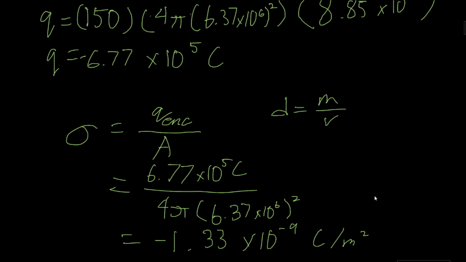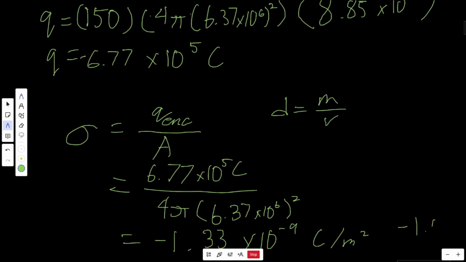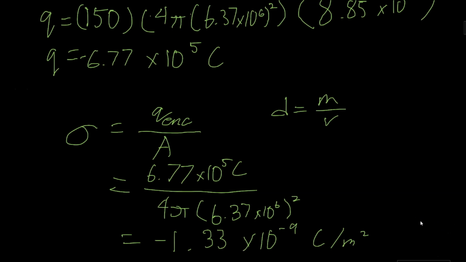If you don't have enough space on your calculator for whatever reason, just like mine, you might just see negative 1.0 times 10 to the power of negative 9. That's also correct. So if you got 1, good job. If you got 1.33, also good job. And that's basically it. That wraps it up for Gauss's law and electric flux.